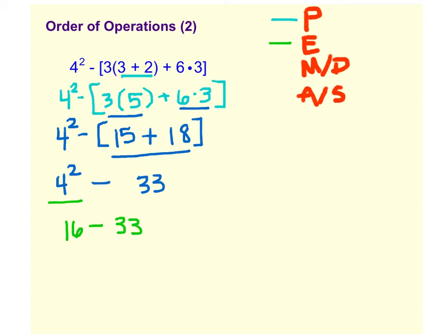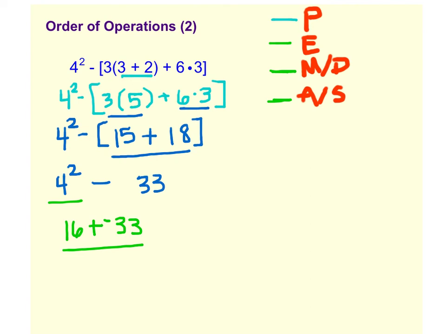And now we're going to do multiplication and division. We don't have any of that left. Addition and subtraction, that's going to be our last step over here. So 16 minus 33, we've got 16. We're subtracting a bigger number from it. So this will be negative. If you wanted to go ahead and add the opposite, you could do that.